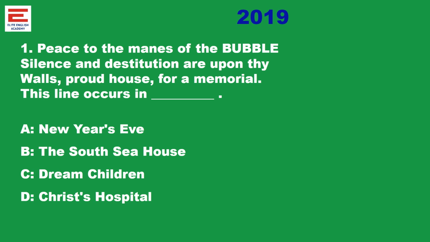The only clue that we have is the walls, so there is a house. So naturally, it is The South Sea House. Essays of Elia are small passages, so you can just go through those essays, and then you can be better prepared for this exam.